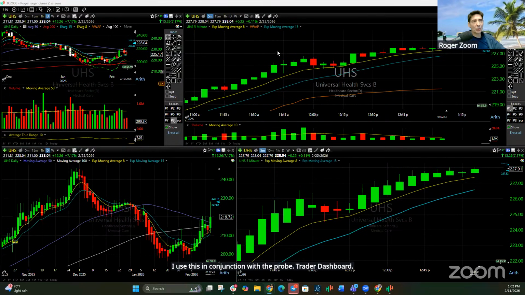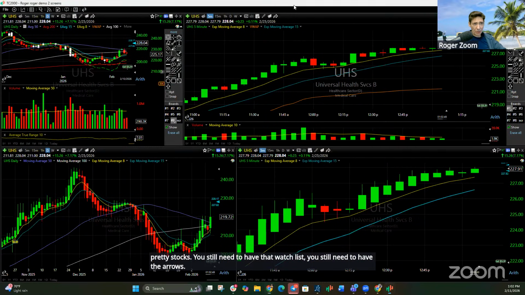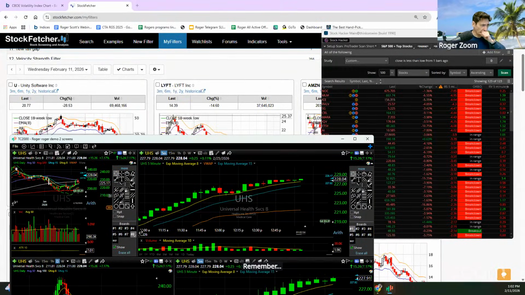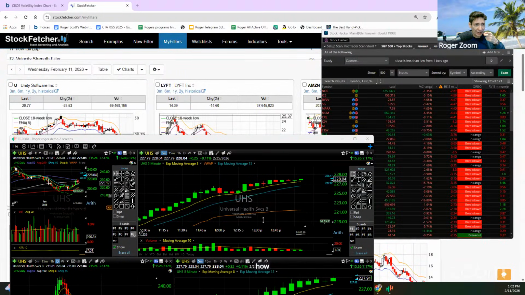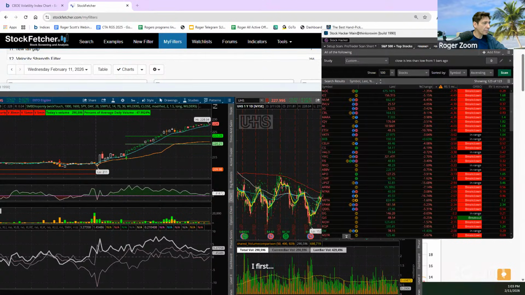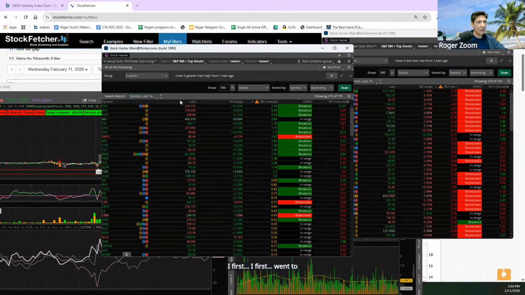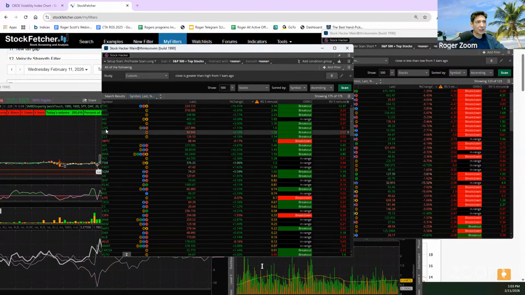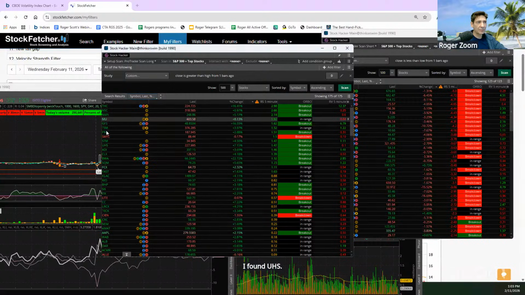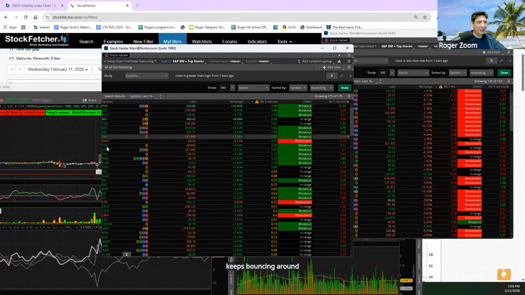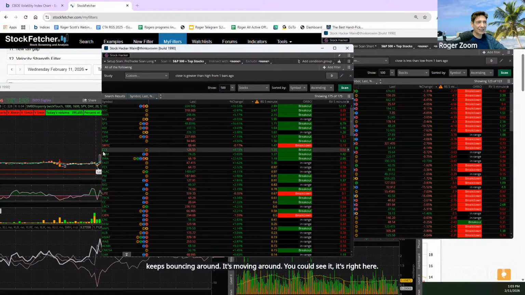But here's the thing. You still need the dashboard to show you pretty stocks. You still need to have that watch list. You still need to have the arrows. Remember, how did I find this stock UHS just now? I first went to my scanner. I found UHS. It keeps bouncing around, it's moving around. You could see it, it's right here. I found the stock, right?